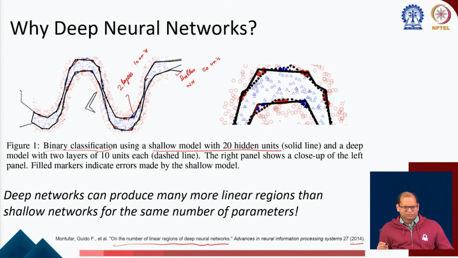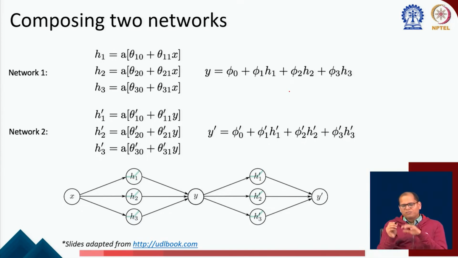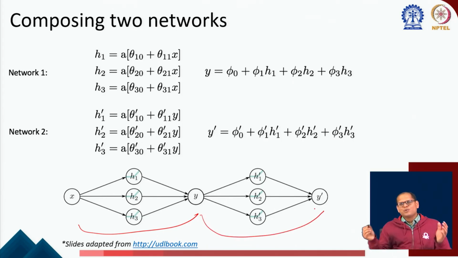This is what we will see in this lecture. First of all, we try to see how we can visualize a deep neural network as composing two different functions, that is, composing two shallow neural networks. You can think of this as one shallow network and another shallow network, and you are composing them and asking what is y prime as a function of x.